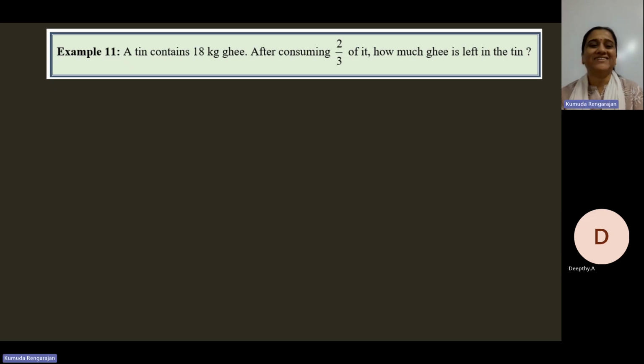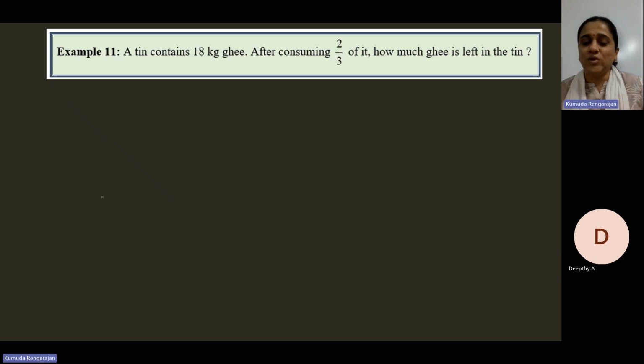Okay. So a tin consists of 18 kgs ghee. After consuming 2/3 of it, that means 2/3 of it has been already used for cooking. Consuming, not eating. You can't eat so much ghee. You've used it for cooking purpose. So a tin has 18 kgs of ghee, and 2/3 of this has been used for cooking. How much ghee is left in the tin?